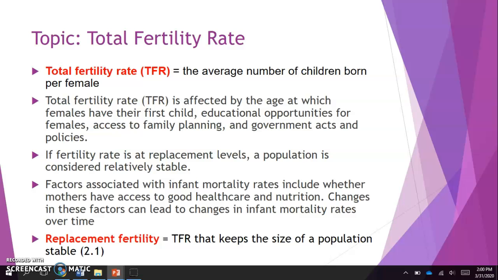Today we're also going to review total fertility rate, and then that's going to be it. So remember, your total fertility rate, or your TFR, is just the average number of children born per female, okay? It can be affected by the age at which females have their first child, educational opportunities, access to family planning, so access to birth control, and then government acts and policies. So remember, one of those government acts that we talked about when we talked about population was the single child rule. So, families can only have one child to avoid population increase, right? It's a government act.